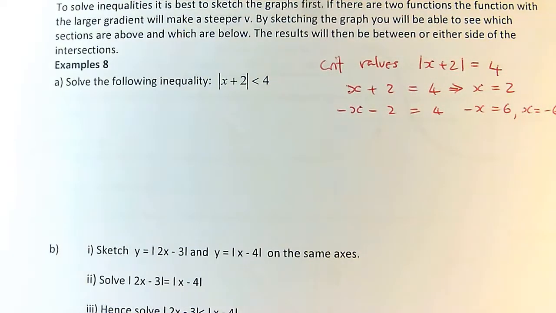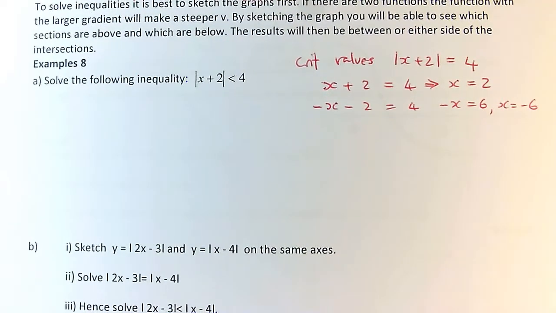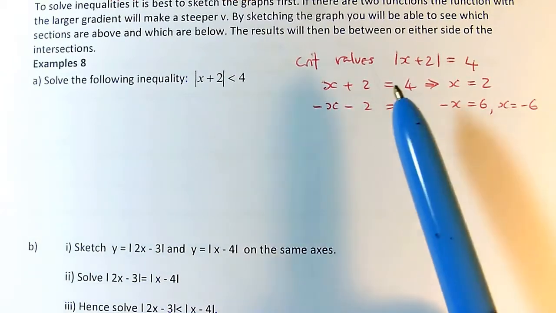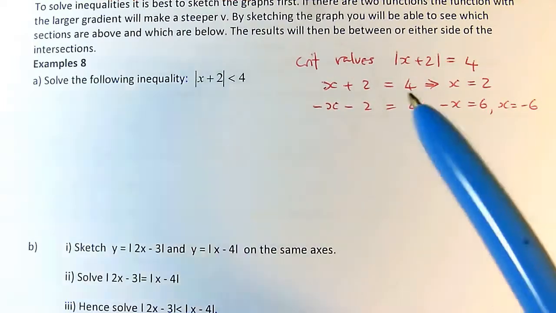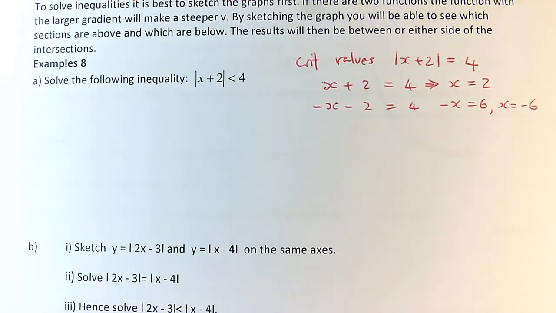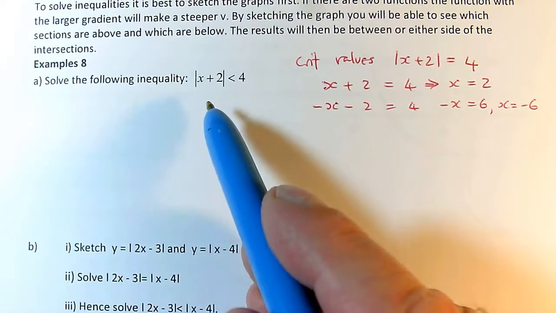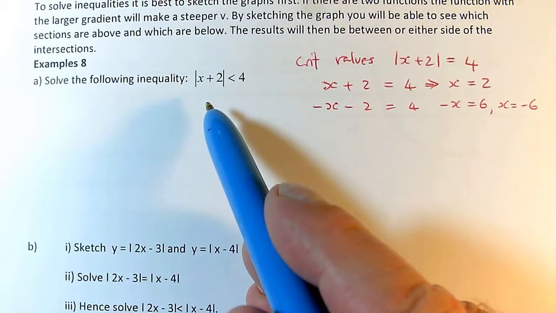That was all very fine and pleasant, but it doesn't really help me solve the inequality. So what I now have to do is draw the graph. And the moral of that is I might as well have drawn the graph first, because we've seen it can be helpful in solving the equation. This one was easy, but why not just get the graph out of the way first? So what does the graph of modulus of x plus 2 look like?